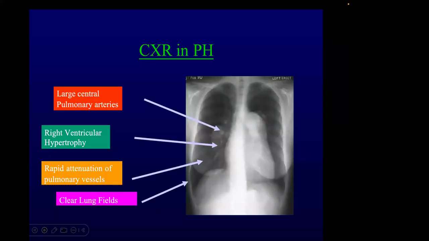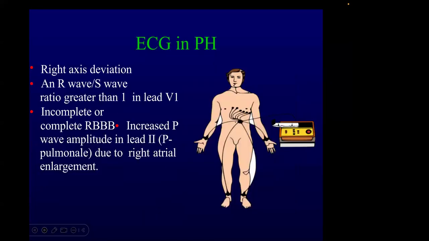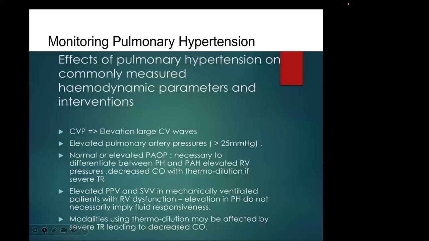Chest X-ray in pulmonary hypertension: large central pulmonary arteries, right ventricular hypertrophy, rapid attenuation of pulmonary vessels, clear lung fields. ECG in PH: right axis deviation, R-wave to S-wave ratio greater than 1 in lead V1, incomplete or complete RBBB, increased P-wave amplitude in lead 2, P pulmonale due to right atrial enlargement.